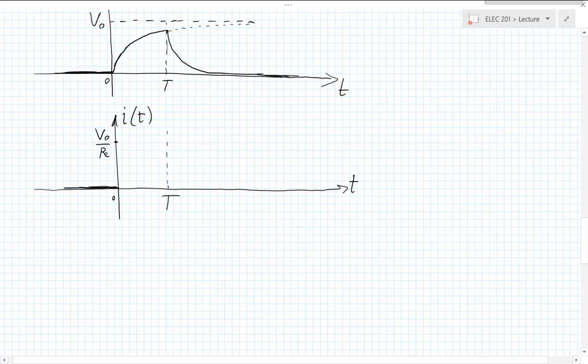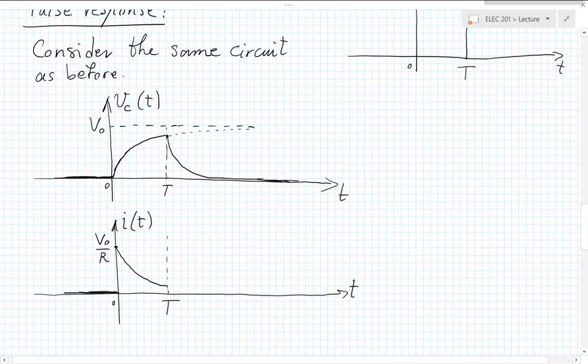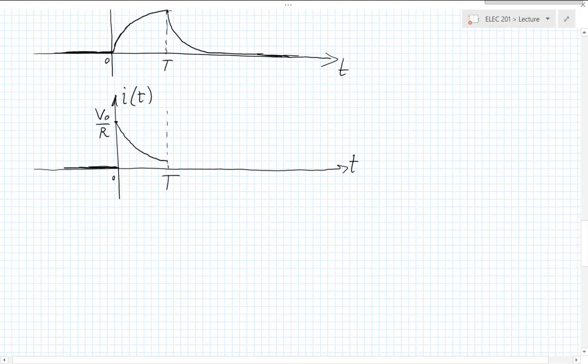And this current starts decaying exponentially as the capacitor charges up, right? And the equation for it is simply V0 minus that VC, and that's the voltage drop across the resistor. And that's going over the resistor. What happens at time t, capital T?